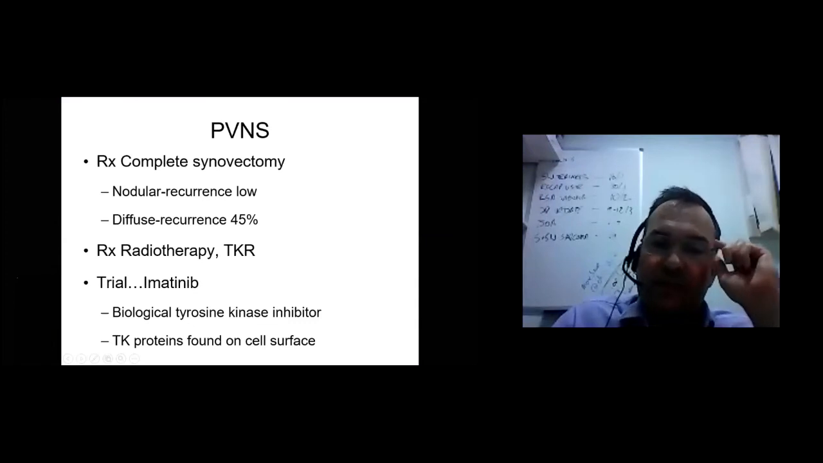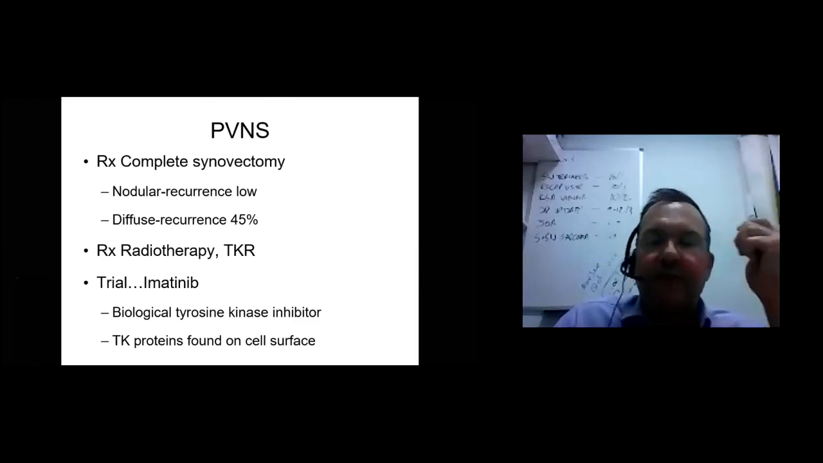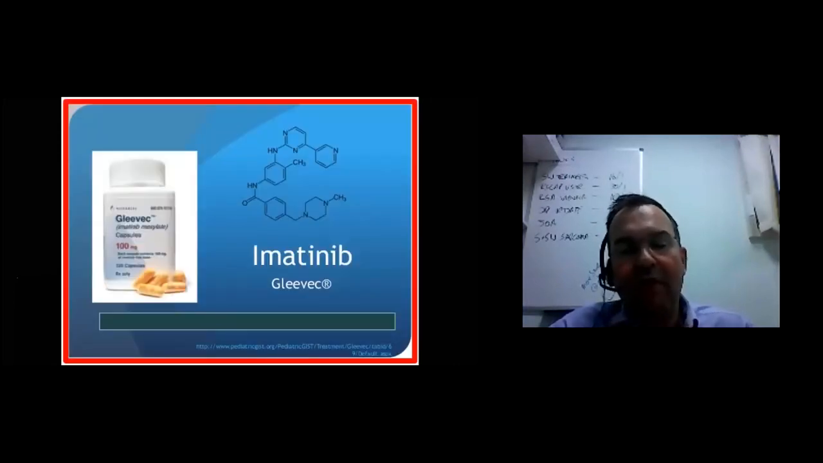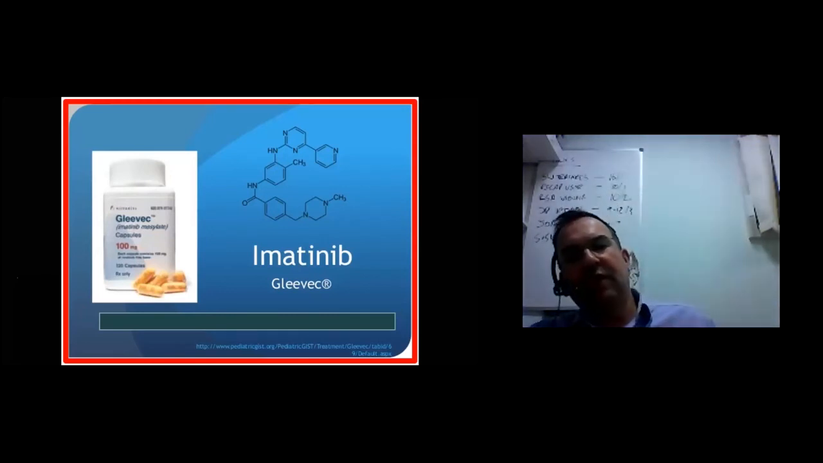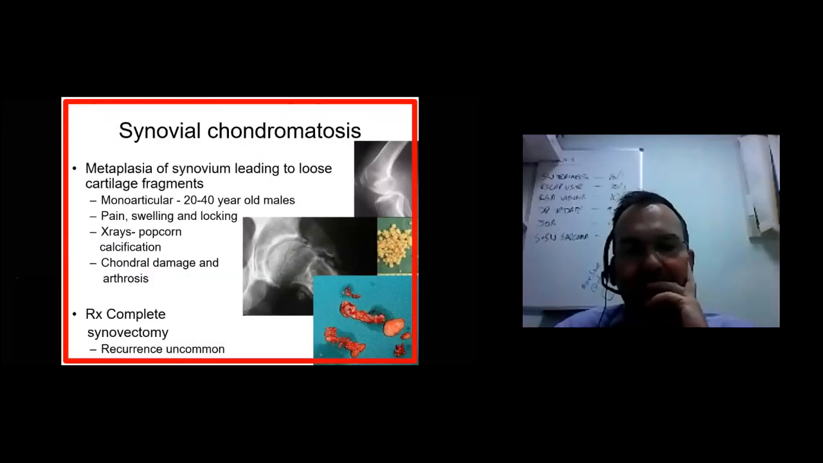So the treatment of this is complete synovectomy. If it's the nodular type, it's a relatively low recurrence, but if it's the diffuse type, recurrence can be up to about 45%. The drug to be aware of is imatinib. This is a monoclonal antibody with the trade name Gleevec, and this does show some promise with the diffuse type of disease. And this will be one of the situations where we'll ask our oncology colleagues just to give us some advice as to whether this might be effective.